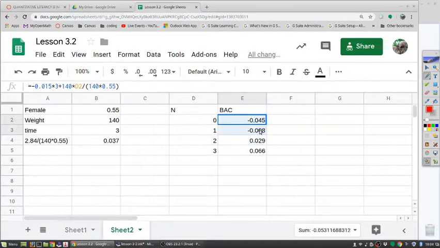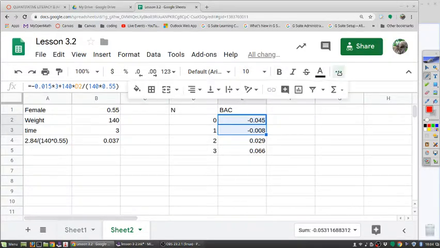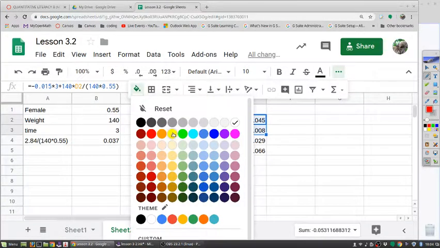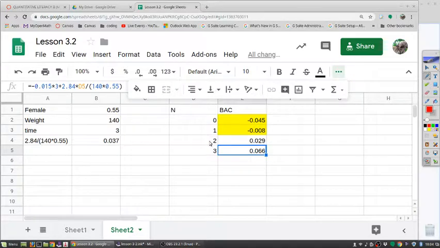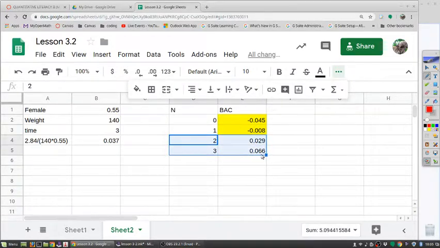So I'm going to highlight those. Say, hey, flag, something was weird about those. So the formula doesn't really help there because it can calculate negative BACs, which physically don't make sense. Okay, so to fill this down, I can highlight these 2 rows and drag it down a little bit.